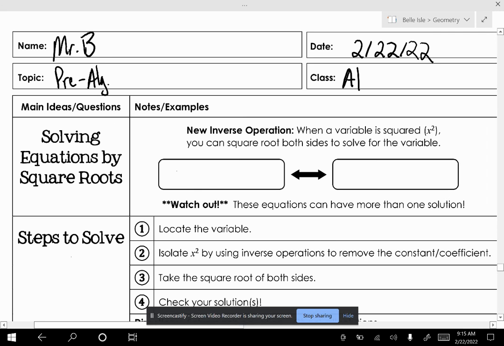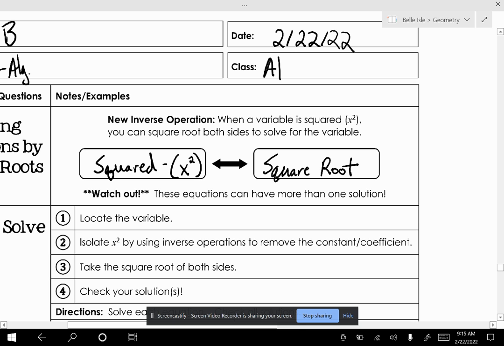Okay, so if we say something is squared, which is x squared, that's what that would look like. Okay, x is squared. The inverse operation is taking the square root. Okay, what does the square root look like? The radical. Okay, right there. Which means that for today's purposes, you could have more than one possible solution. I'll show you how that works.